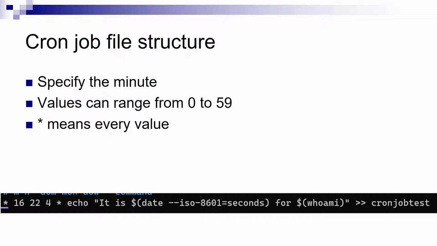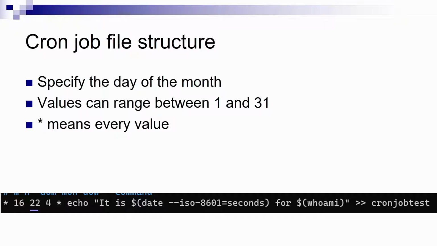Let's actually see how we define a cron job. In the lower part of the screen you see a line in a crontab file that defines a job. The first thing we can specify is the minute at which the job will run, and of course the values range from 0 to 59. When you have a star, it means it will run every minute. The next part specifies the hour at which the task runs, and the range is between 0 and 23. If we were to have a star, it would run every hour.